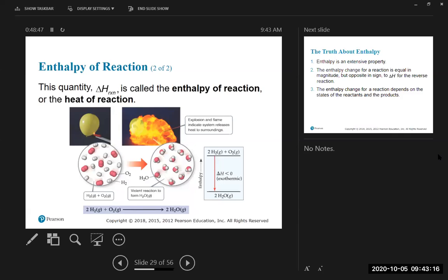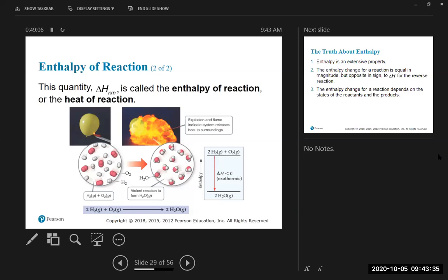So I said delta H with the Rxn subscript. That's called the enthalpy of reaction, or sometimes it's just called the heat of reaction. Personally, I like heat of reaction because that's really what you're talking about. What's going on heat-wise? Did heat go in? Did heat go out? And if so, how much?